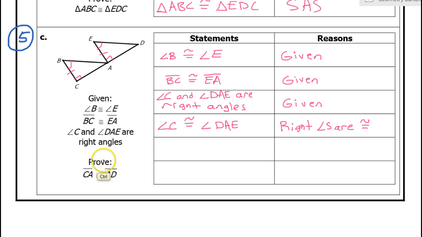So I noticed that we are not being asked to prove that the triangles are congruent. We're being asked to prove that these specific segments are congruent, but you still have to start by proving the triangles are congruent. So we're going to go ahead and say that triangle BCA is congruent to triangle EAD. All right, order matters. And that's going to be angle, side, angle.